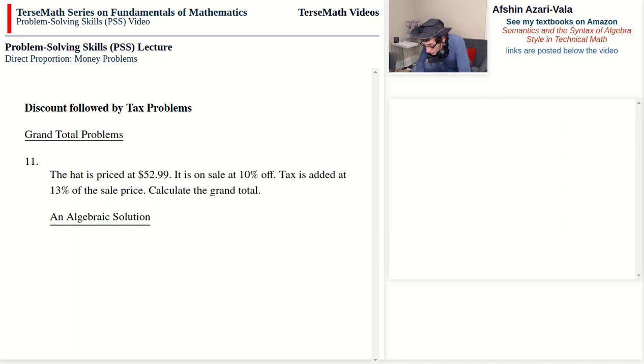So now an algebraic solution. T is the grand total in dollars. And we start with the price of $52.99. Then we multiply this by 90% to find the sale price. And then we multiply by 113% to find the grand total.